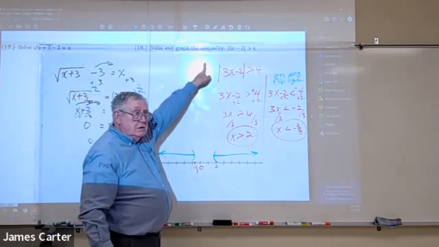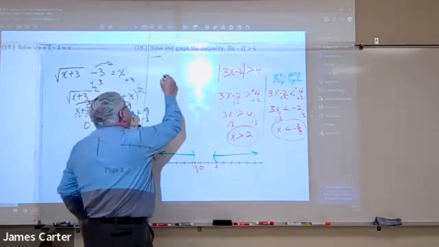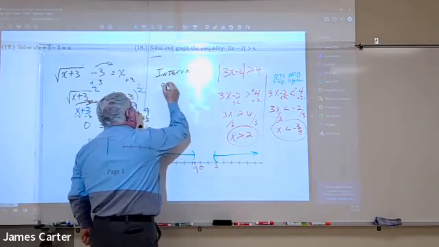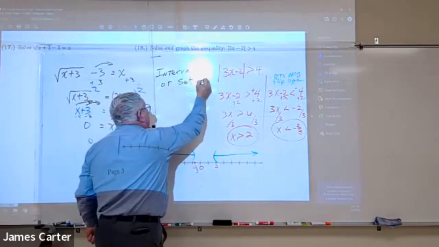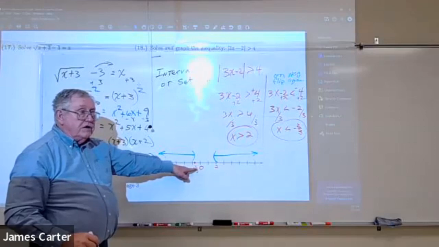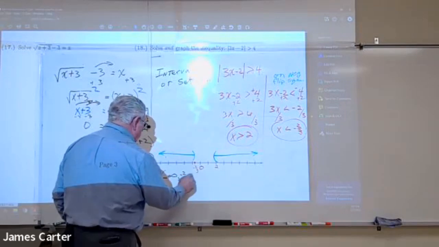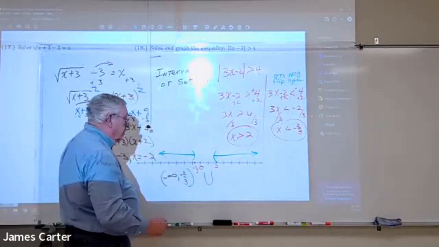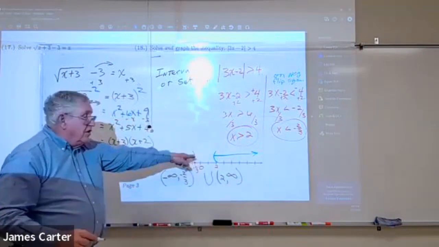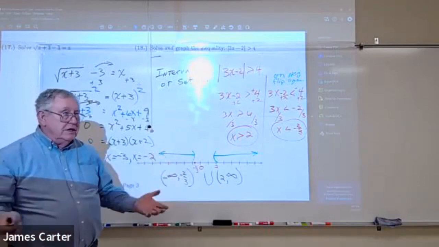It doesn't say it, but it's implied. When this says solve, that expects an answer either in interval or set notation. And the preferred is always interval, especially if you have to graph it. Because here we have negative infinity to negative 2/3, parenthesis, union, in this gap, to positive infinity. See, interval notation is really easy from the graph. Because if you have a gap, that's where the union symbol goes. If you have two gaps, then there are two unions.